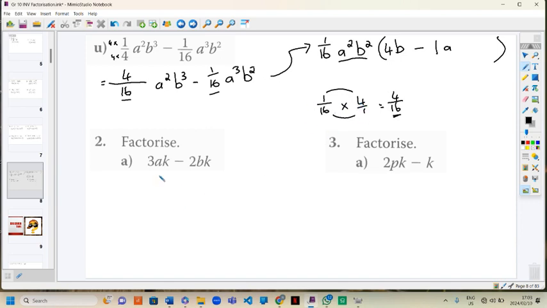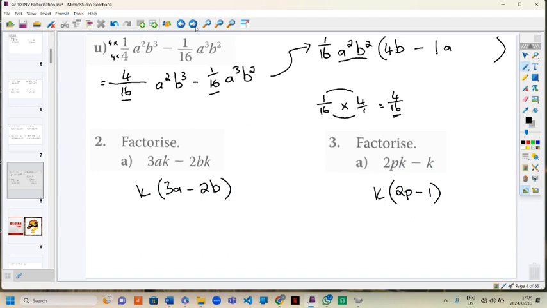Let's look at this one. What's common here? Good, k, and whatever's left. So we've got 3a minus 2b in the bracket. Over here, what's common? We've got a k again, and in the bracket, I've got 2p minus 1.